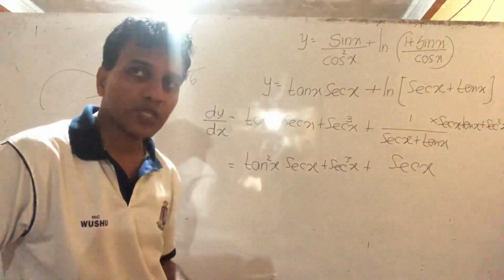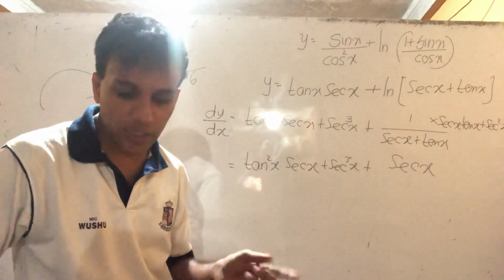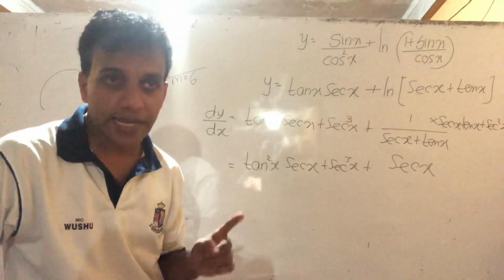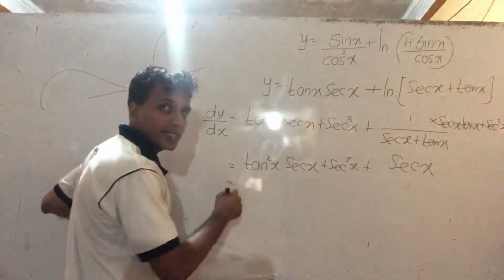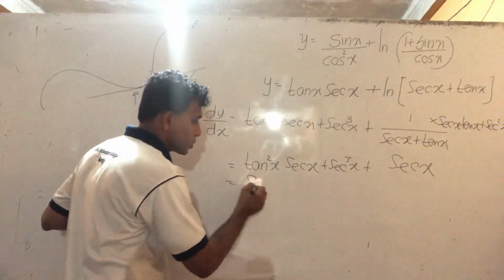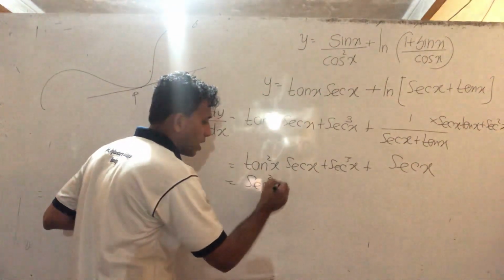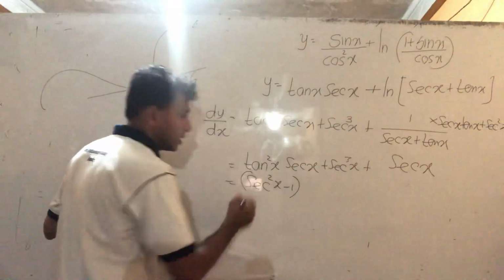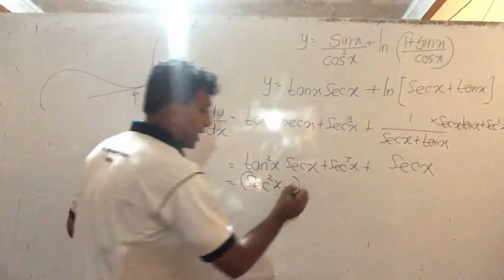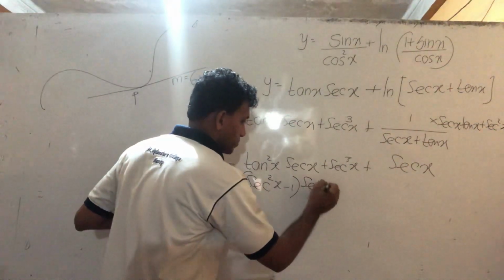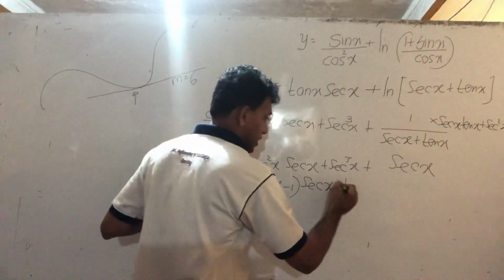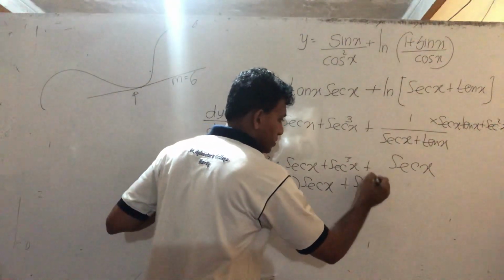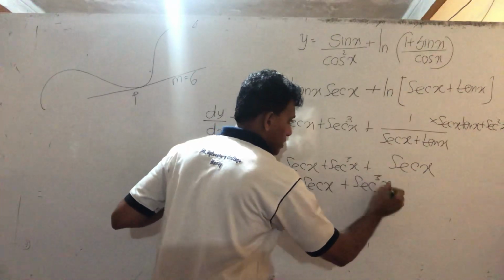You know what is tan square? Sec square is 1 plus tan square. So what is tan square? Sec square x minus 1, is it? Into sec x. Check that. Plus sec cube. Nice question. Good simplification idea.